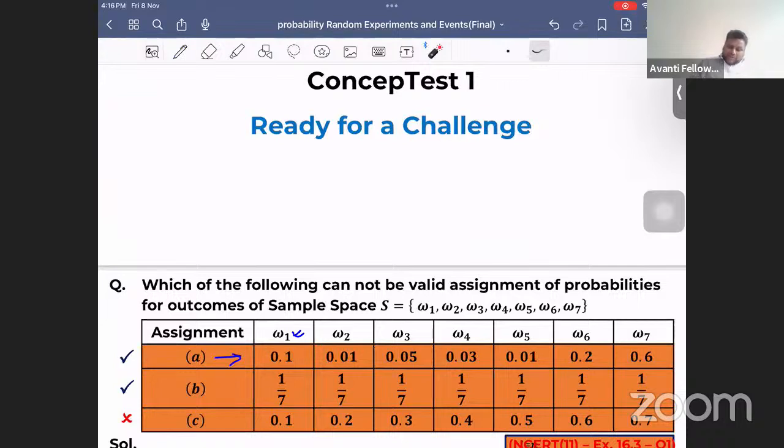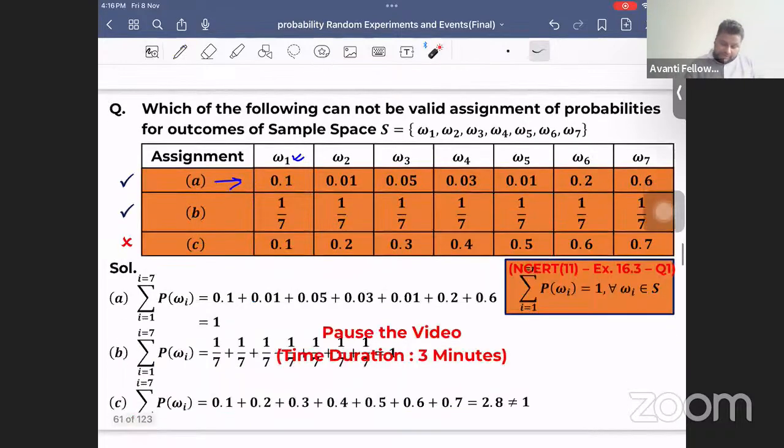See, in case of B, it is very much clear. Everybody has probability 1 by 7, so the sum is 1. In C, if you see 0.1, 0.2, 0.3, 0.4, 0.5, 0.6, 0.7, the sum is going beyond 1. So this assignment of probability is not possible. Here, if you see 0.6 plus 0.2, 0.8 plus 0.1, 0.9, and so on, the sum of all of them is going to 1. So that is also correct.